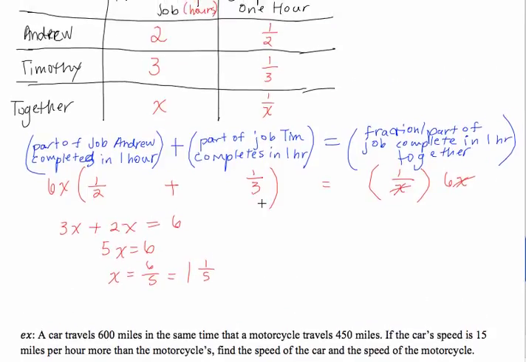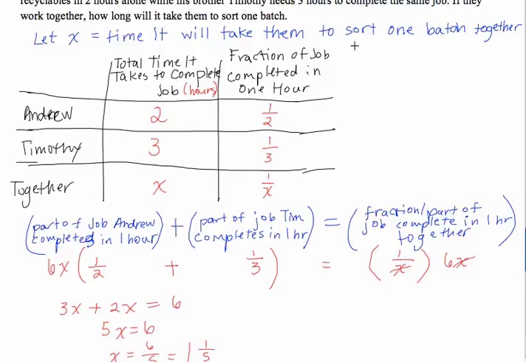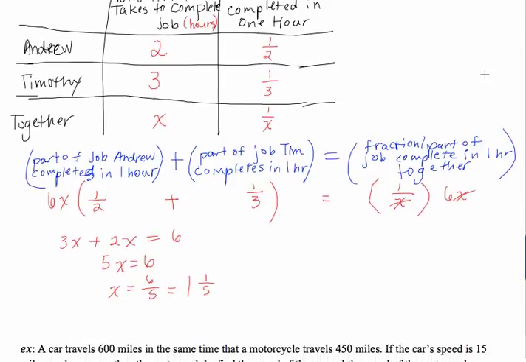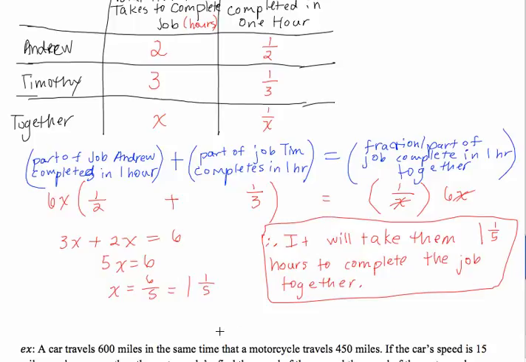Okay, so that then, x is 1 1/5, and recall x was the time it will take them to sort one batch together. So therefore it'll take them 1 1/5 hours to complete the job together. Always interpret your answers to applied problems.